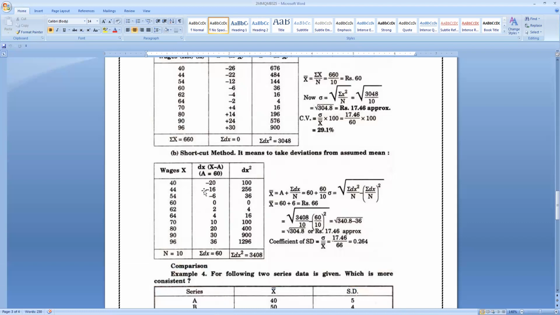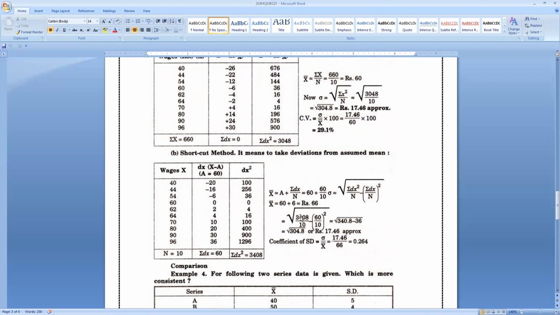Now we square all the dx values, then we get the total, that is sigma dx square is 3408. Now we apply the formula for calculating standard deviation. In case of assumed mean, we should use this formula; in case of actual mean, we use the earlier formula. Standard deviation is root of sigma dx square by n minus sigma dx by n whole square. Then root of 3408 by 10 minus 60 by 10 whole square.